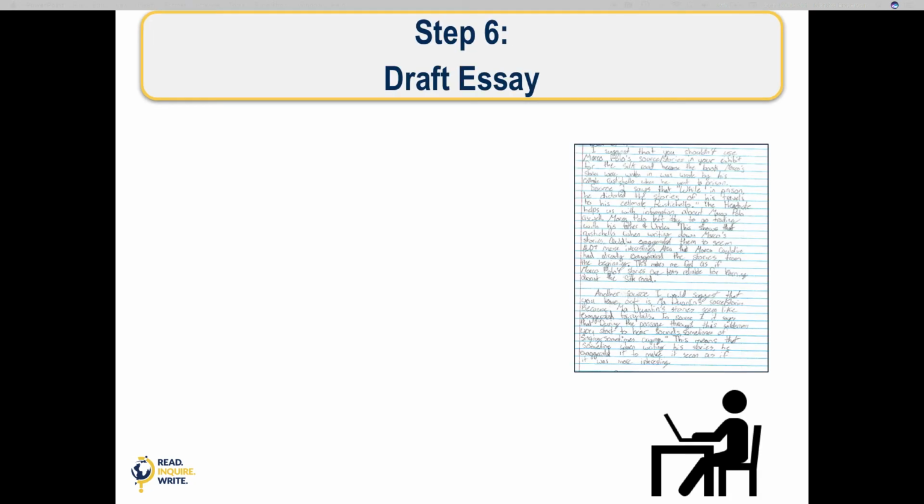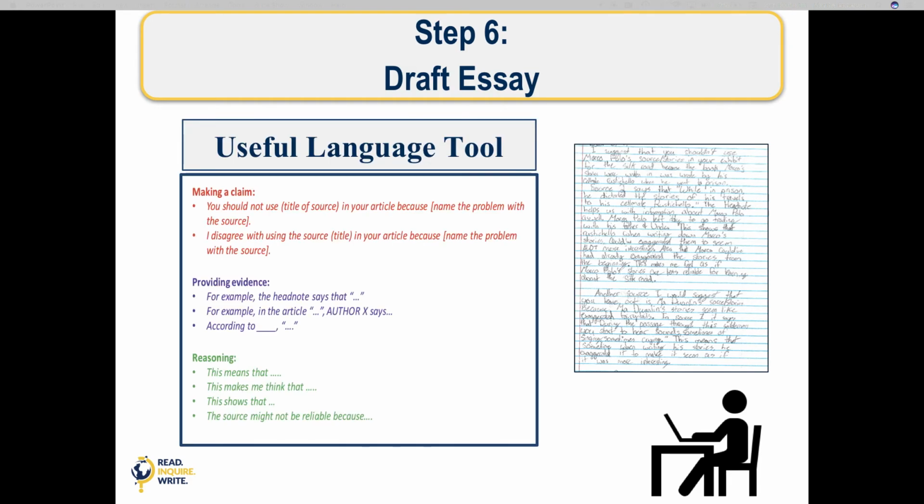Then in step 6, you're ready to write your essay and respond to the central question. Which sources are most reliable for learning about the Silk Road? Be sure to use the sources you have read to write your response to the museum. We know it's sometimes difficult to start writing. That's why we also include a useful language tool. You can look at this tool to choose from examples of how to start your claim, evidence, and reasoning.